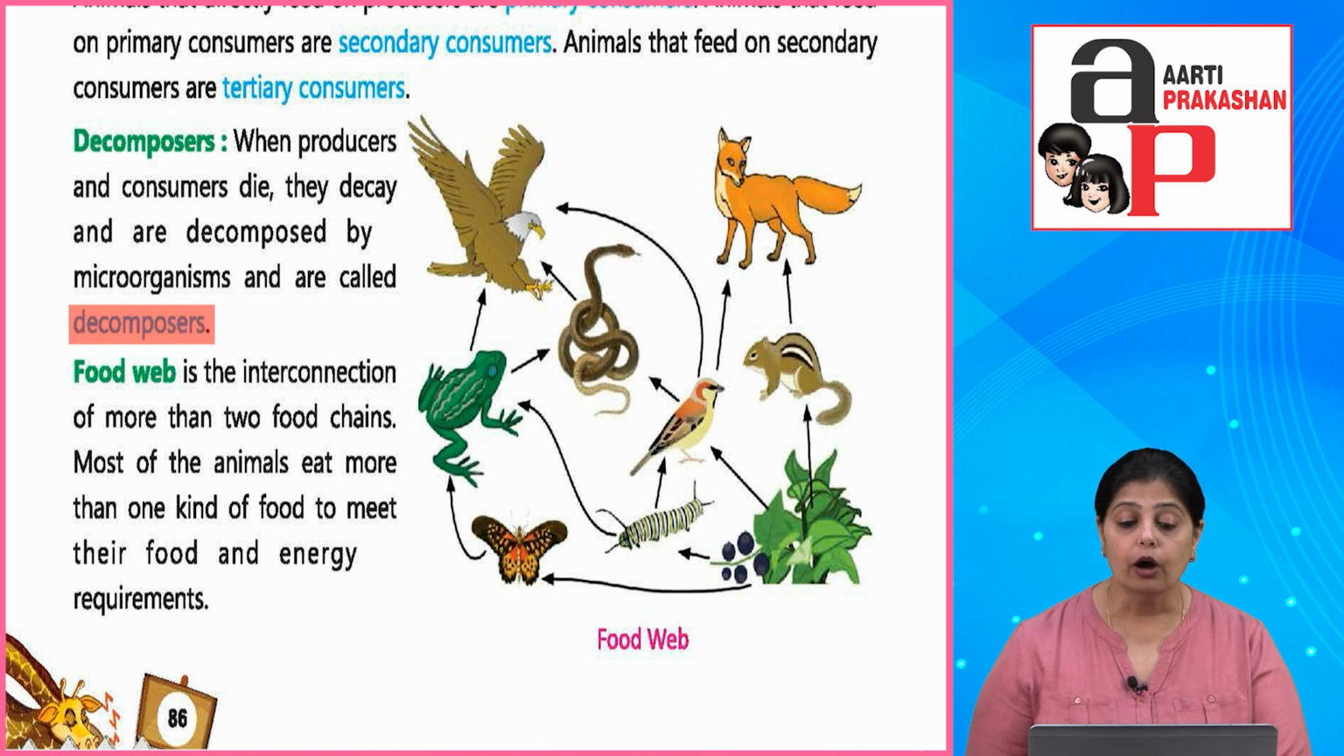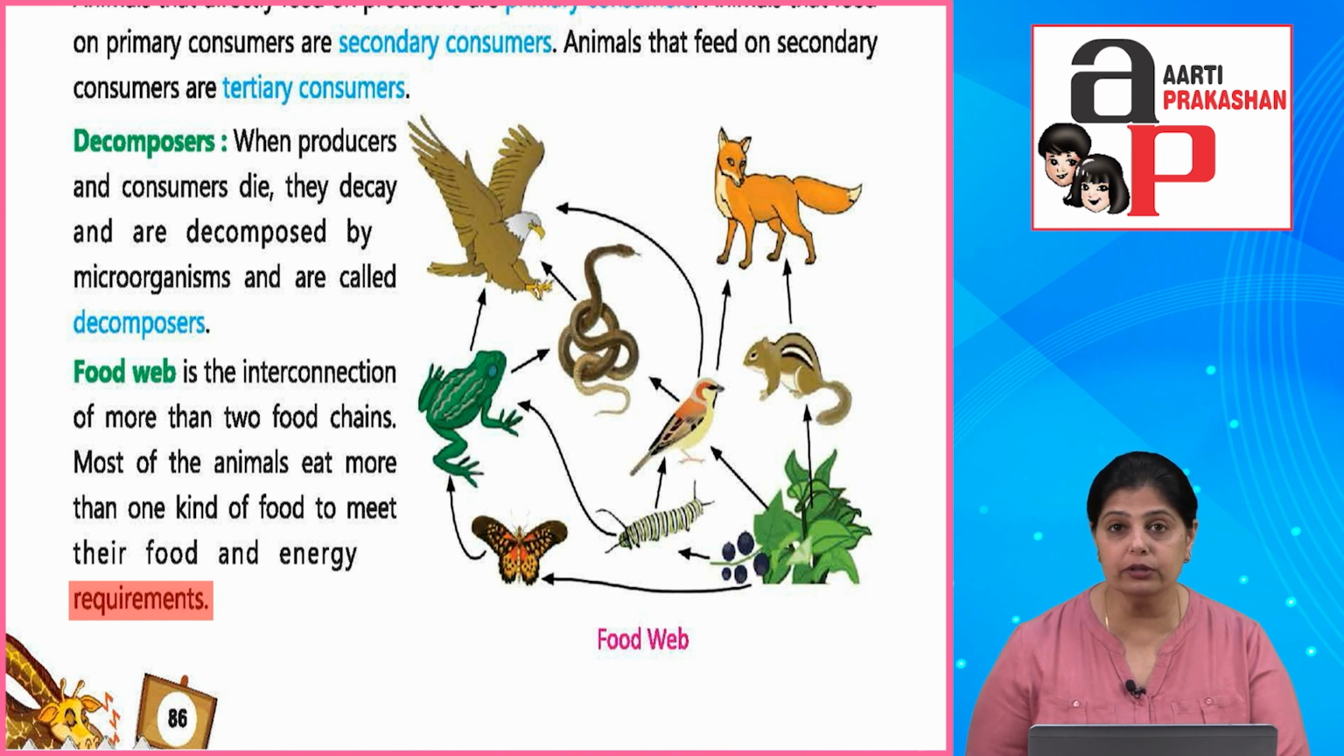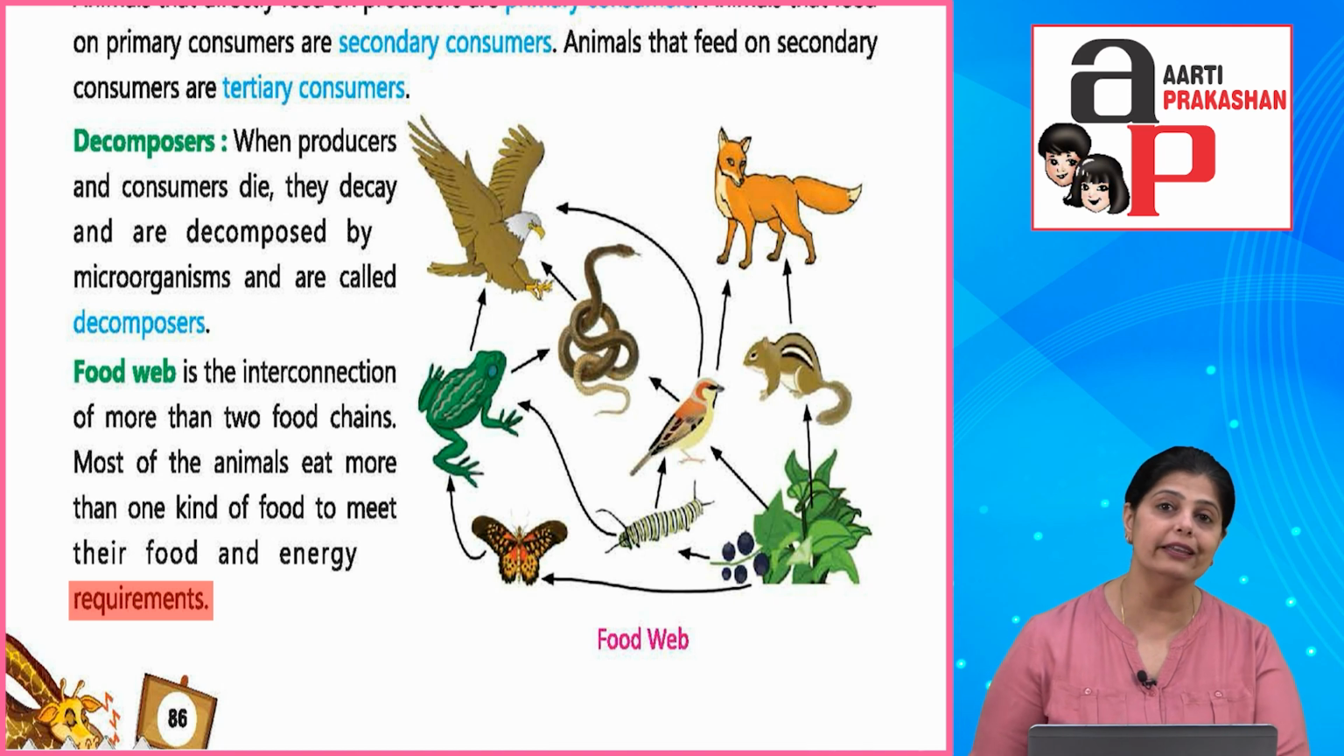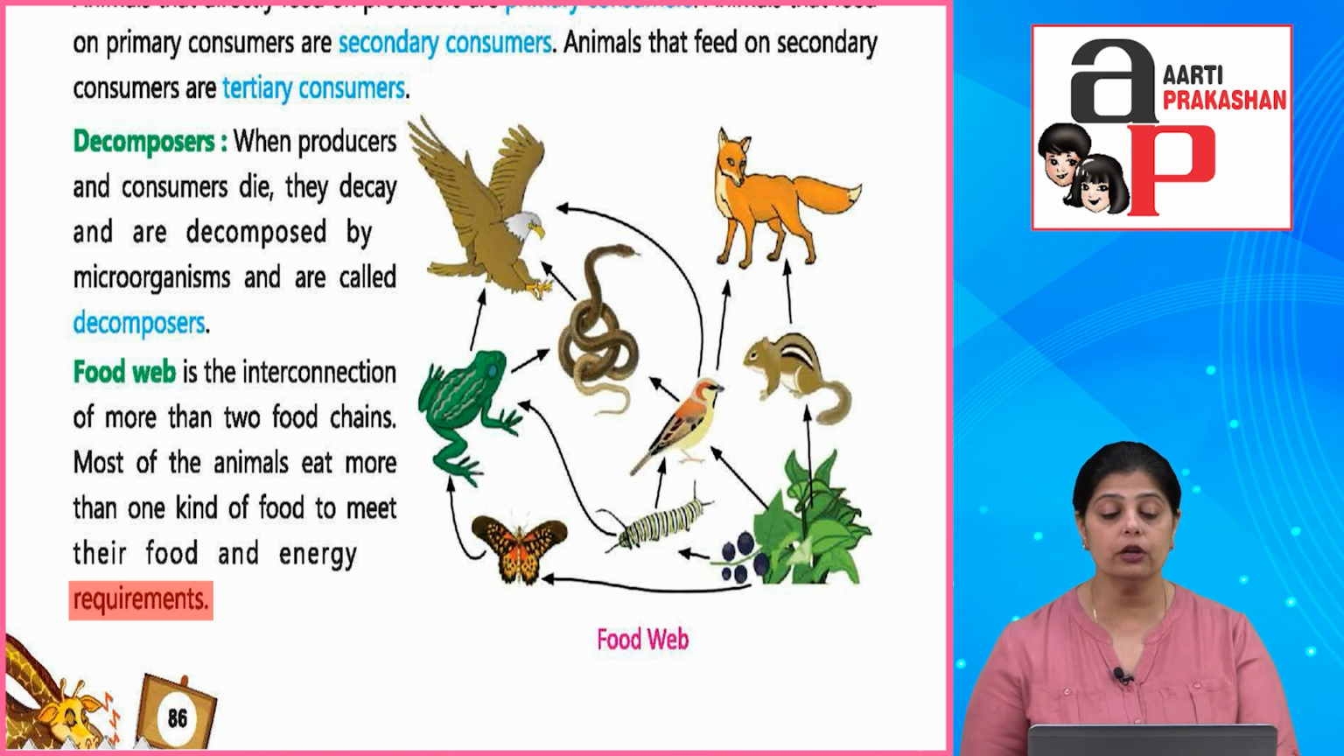Okay, now let's look at the food web. It is the interconnection of more than two food chains. Most of the animals eat more than one kind of food to meet their food and energy requirement. Alright, so if you look at this diagram, you will come to know that how so many things are interdependent on each other. Okay, that's how the food chain works.